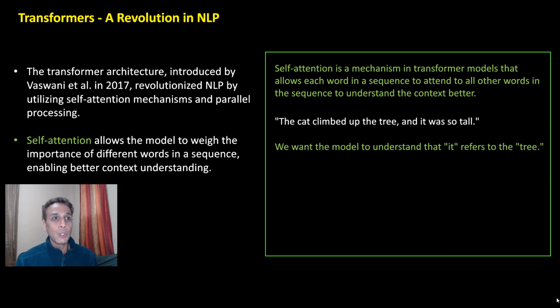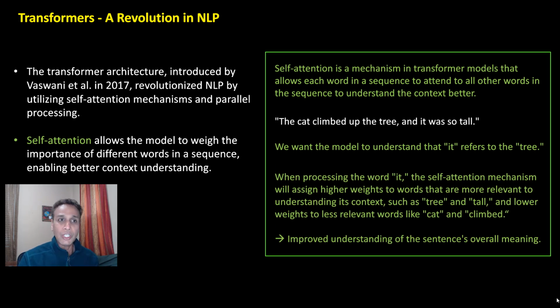Now moving forward. So what does this self-attention do? It actually assigns more weight to the words, or the tokens, tree and tall. So when it's processing the word "it," it's looking at the words tree and tall because it's adding more weight to those compared to cat or climbed, compared to the other words. That's exactly what self-attention is. And this is what transformers actually brought into the picture, and this is what revolutionized natural language processing.